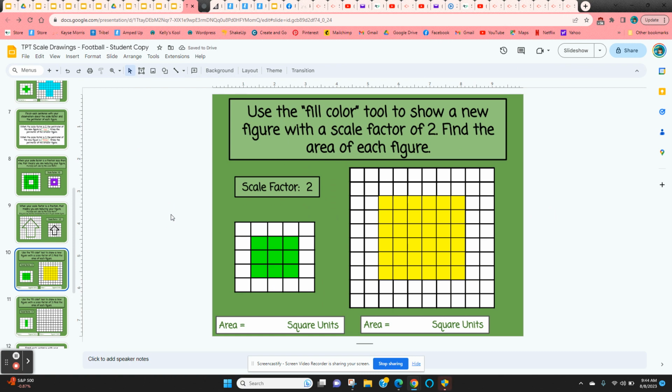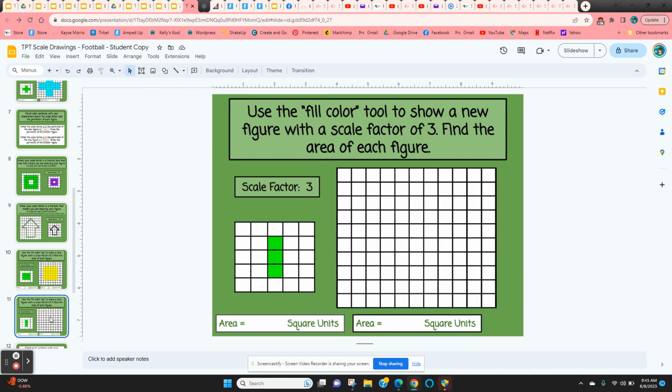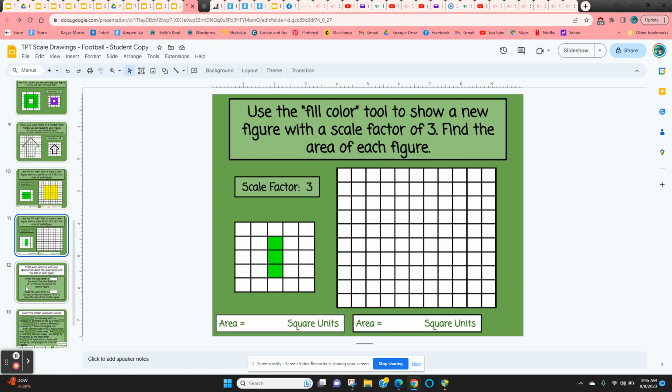But now we're going to look at the area. So the area of the smaller figure, 3 by 3, would be 9 square units. The area of the larger figure would be 6 by 6, which would be 36 square units. So you want to explain to the students that the difference between the 2 areas would be the scale factor squared. So 2 squared would be 4, so they just multiply the smaller area by 4 to get the larger area. So it's the scale factor squared. And they're going to do the same thing with the next figure.